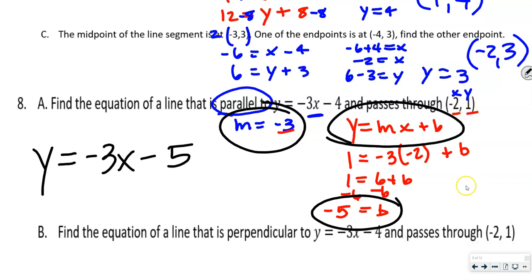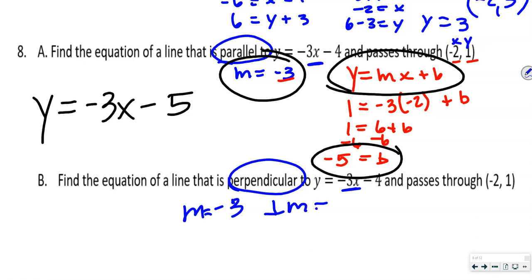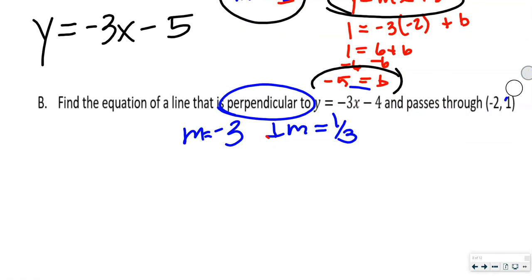So what's the difference between this and the next one, y'all? What word? Perpendicular, right? So we got the same line. So what is the perpendicular slope to that? What's the perpendicular slope to negative 3? Perpendicular m would be positive, and what's the reciprocal of 3? 1/3, okay? So remember again, our x and our y are over here.